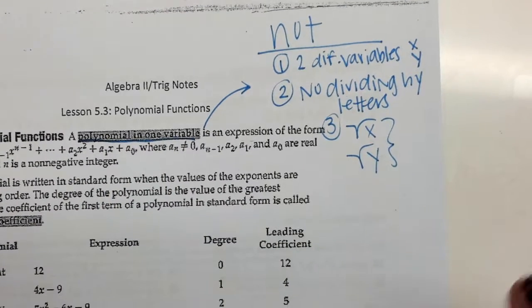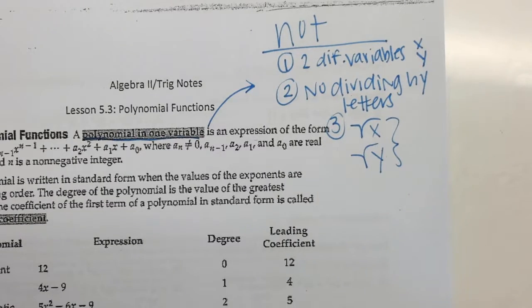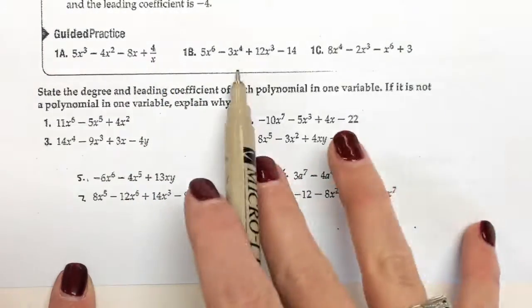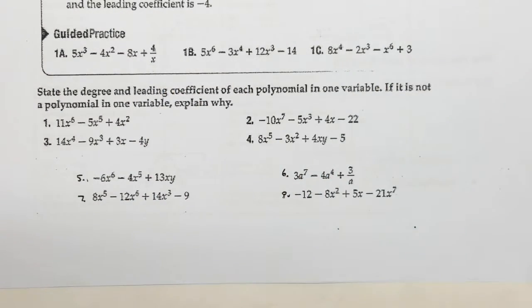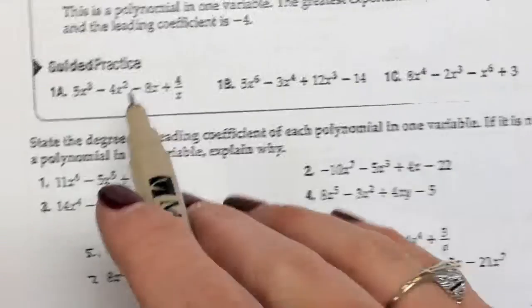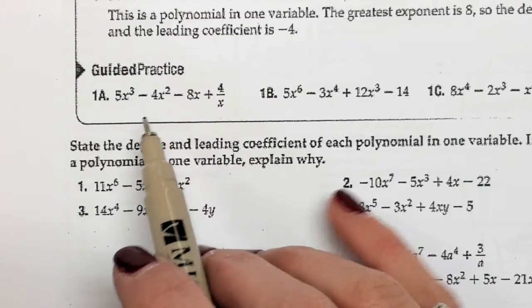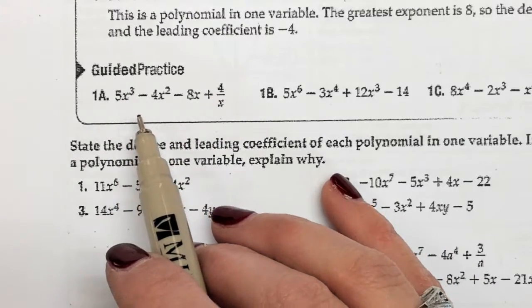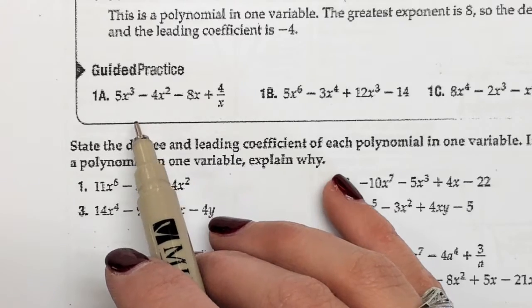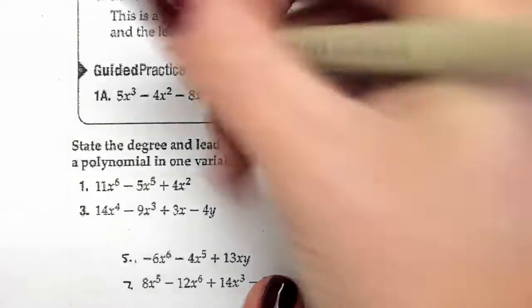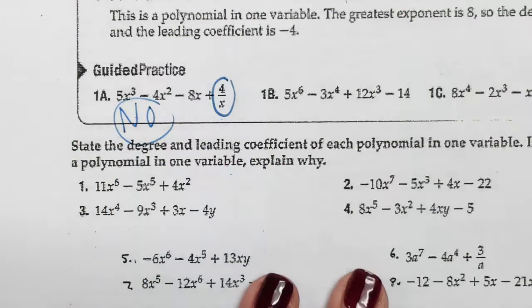So what we're going to do is use these 3 conditions to check if a bunch of these polynomials are a polynomial in one variable. So if you'll move down to guided practice, 1A, 1B, and 1C we're going to do together. Alright, checking the conditions for 1A. Do you see two variables? I only see one x involved. There's no y, z, or anything else. Do we see any dividing by letters going on? Yes, right here. There's a letter on the bottom, which means we divided by a letter. So this is not a polynomial in one variable.